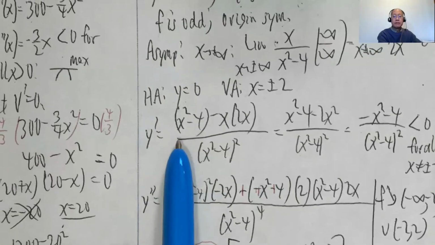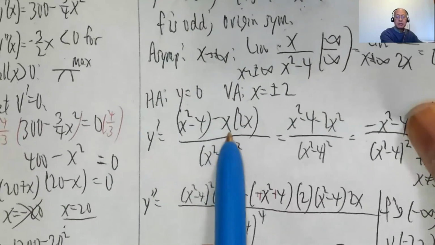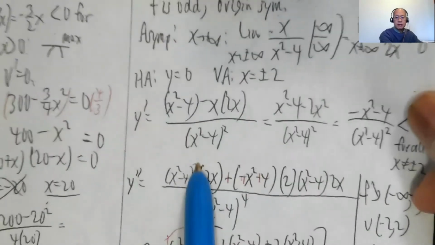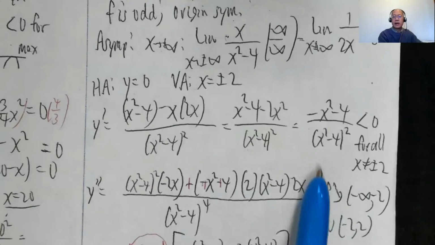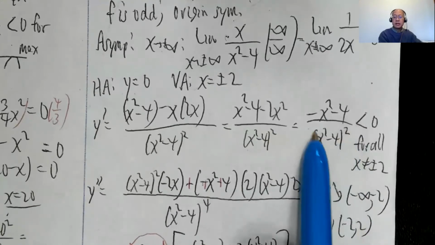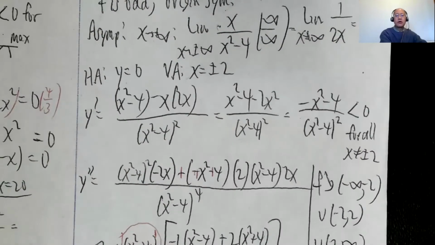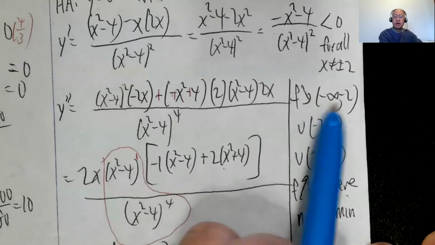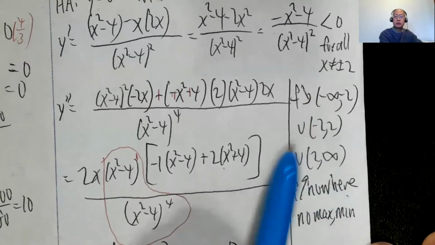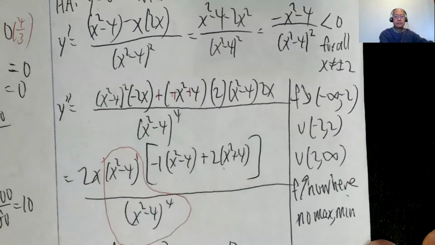Okay, y prime. Bottom times derivative of the top, which is 1, minus the top times derivative of the bottom, all over the denominator squared. It comes out to be negative (x squared plus 4) over (x squared minus 4) squared. This is always positive, this is always negative. So the function's always decreasing wherever it's defined. So that's decreasing from negative infinity to -2, union -2 to 2, union 2 to infinity. It's increasing nowhere, no maximum.